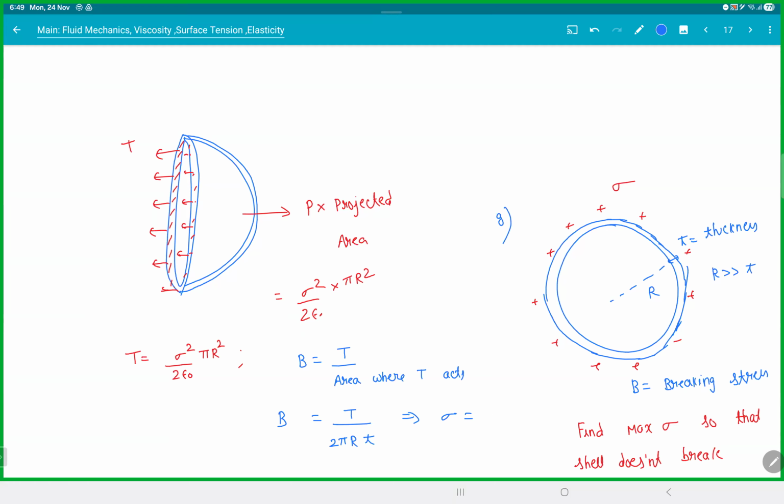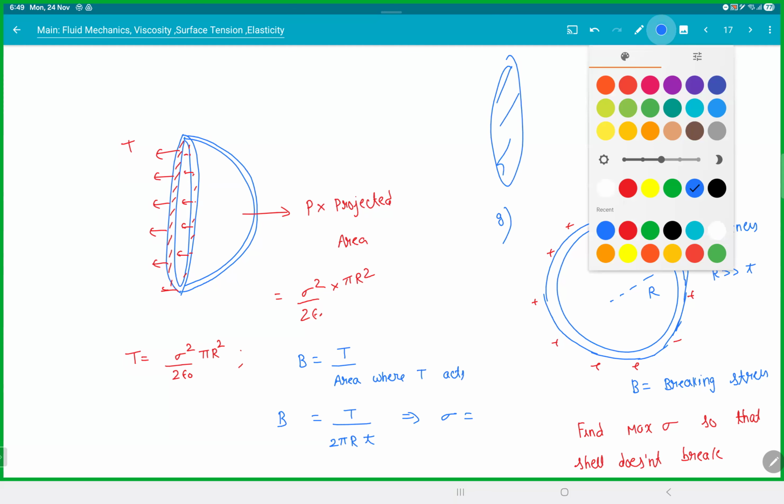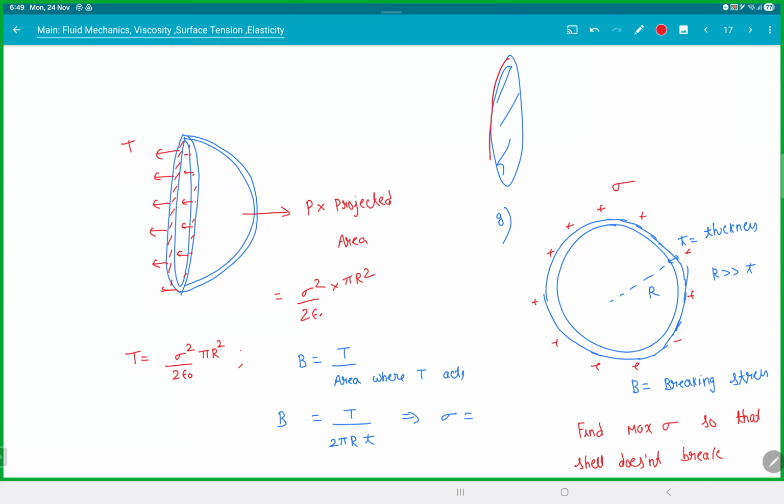So be careful. There are 2 different areas here. When you're taking for pressure, it is area of cross section, this area in the middle. But when you're taking for the stress, you are taking this thin strip, the 2 pi r into T. Both the areas are different. Are you clear with that? So be careful with that.